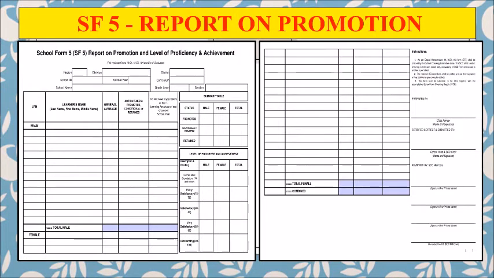SF5, or the Report on Promotion. Description: list of promoted or retained by class, to be prepared by the class advisor. Mode of preparation: partially through LIS and manual, at the end of the school year.